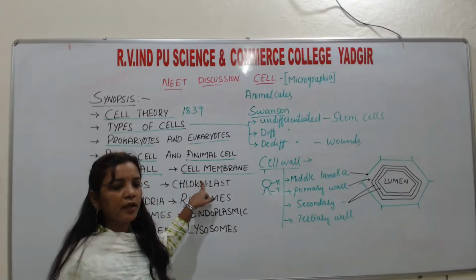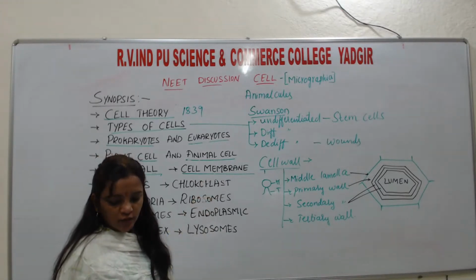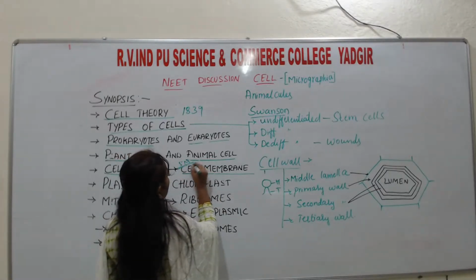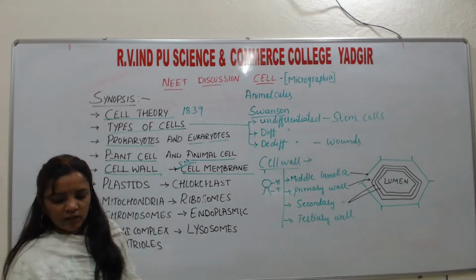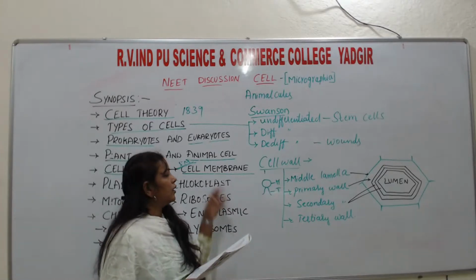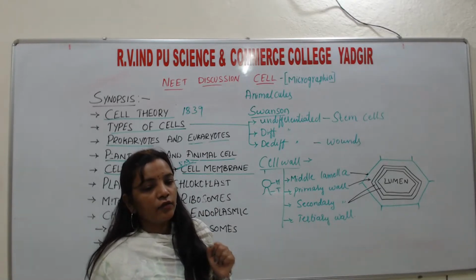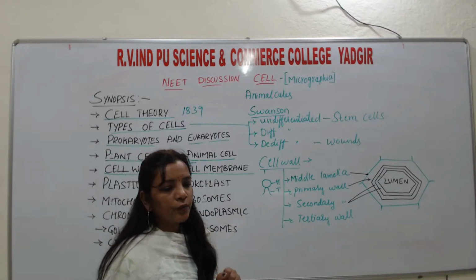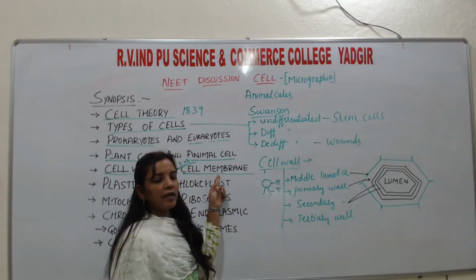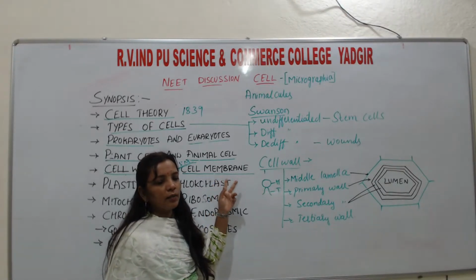The fluid mosaic model of the cell membrane. I hope you remember, this is very important for your exams and for objectives also. Who proposed the fluid mosaic model which comes under the cell membrane? That is Singer and Nicholson, in 1972. Singer and Nicholson discovered the fluid mosaic model.